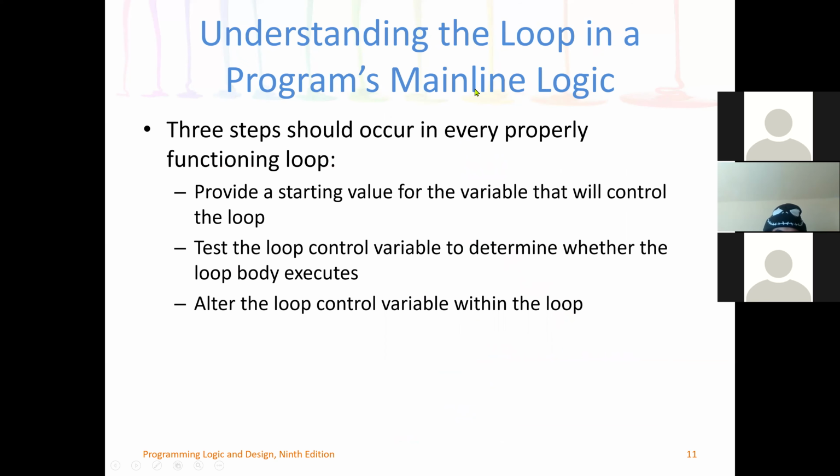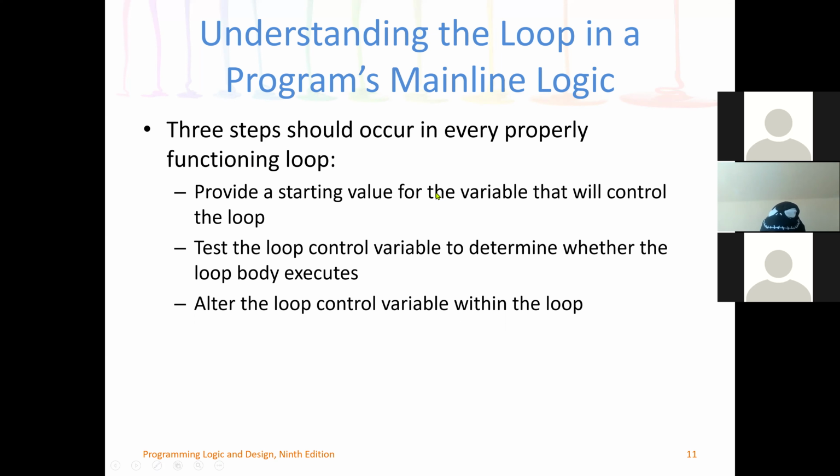So, understanding the loop in a program's mainline logic. Here they say there are 3 steps that will normally occur in every properly functioning loop, especially in a for loop or a while loop, the counter control loop. First, we provide a starting value for the loop. That's counter control loop means we initialize the loop control variable, the starting value.